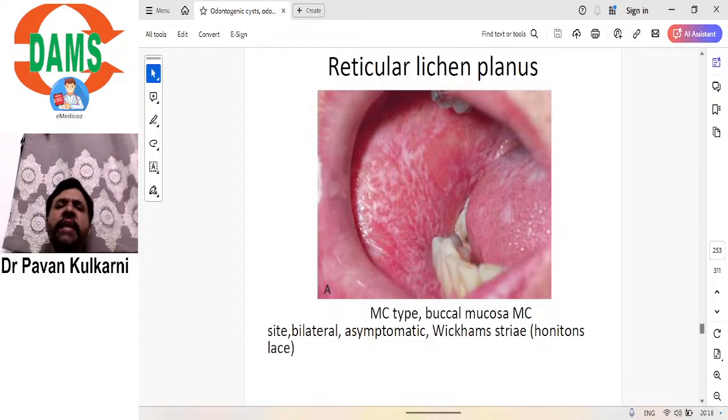Here, this is a very important clinical type of oral Lichen Planus, that is reticular Lichen Planus. Now what are we seeing in this condition? We are seeing a reticular network of white striae. These white striae are typically called Wickham's striae or Honiton lace. This is asymptomatic and this is the most common type of Lichen Planus that you see.